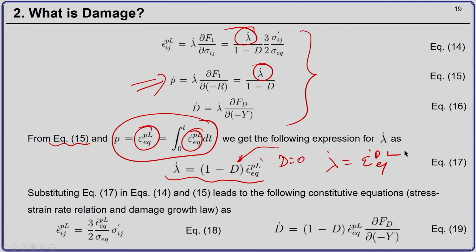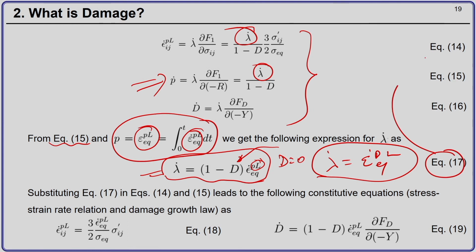In your traditional plasticity course, this is what you will get, but when a material is damaged, that is, it has some damage, lambda dot will come out to be (1 minus d) times epsilon dot equivalent plastic. Now, if we substitute equation number 17 in equations 14 and 15, these lambda dots, then we can obtain the constitutive relations, that is the stress strain relation and the damage growth law, as follows.